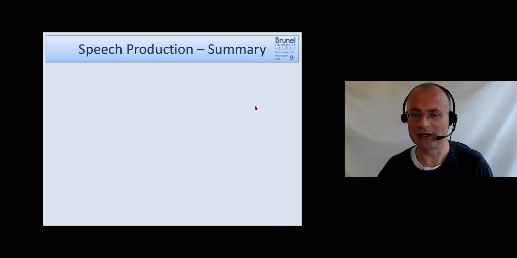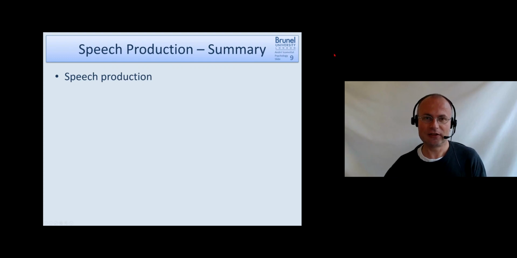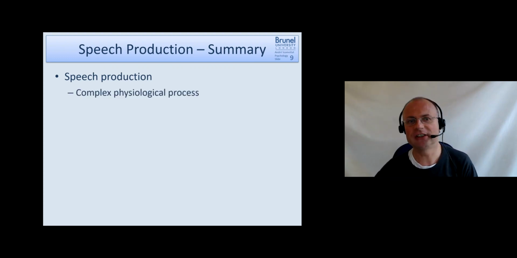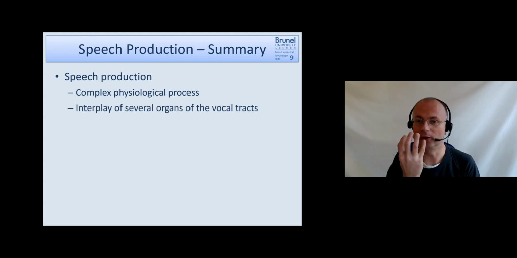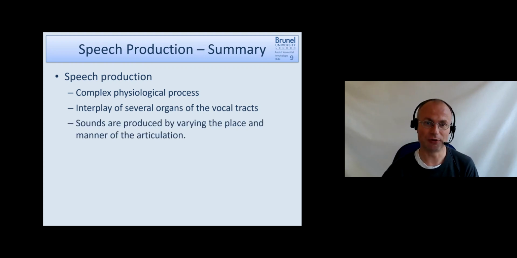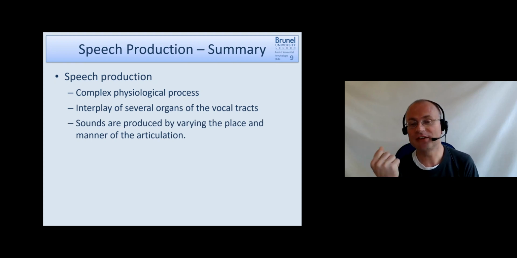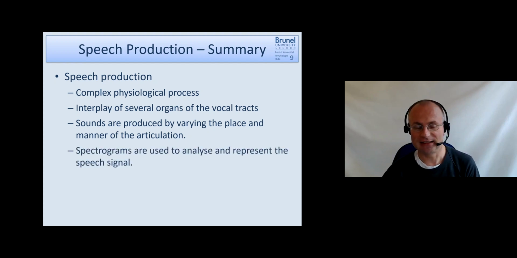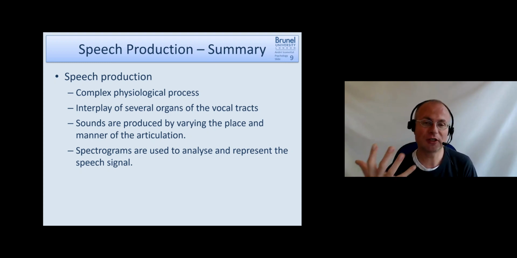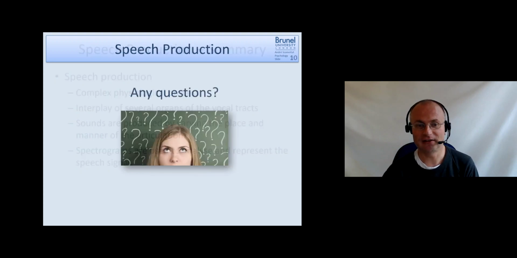Yep. So to summarize this part, we've seen that the production of speech is a complex physiological process where several organs in our vocal tract interact with each other to produce the sounds we want to produce, and we can describe the sounds by the place and manner of their articulation. And these spectrograms, which we played around with a little bit, are used to analyze and represent the speech signal. If you're trained in that, a lot of people just look at the spectrograms and can derive so much information from them and understand the signal.